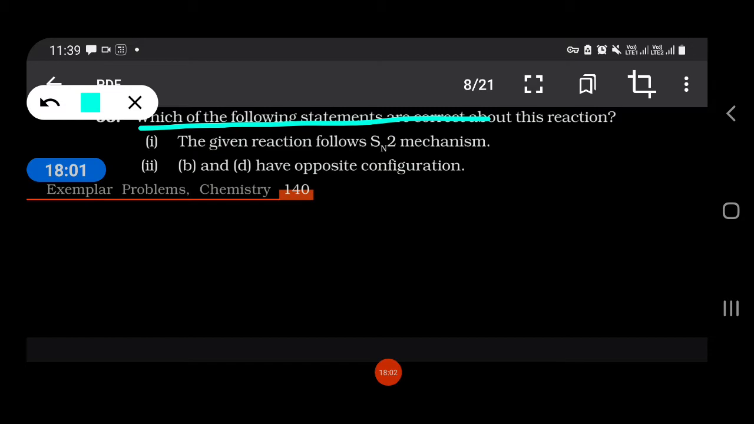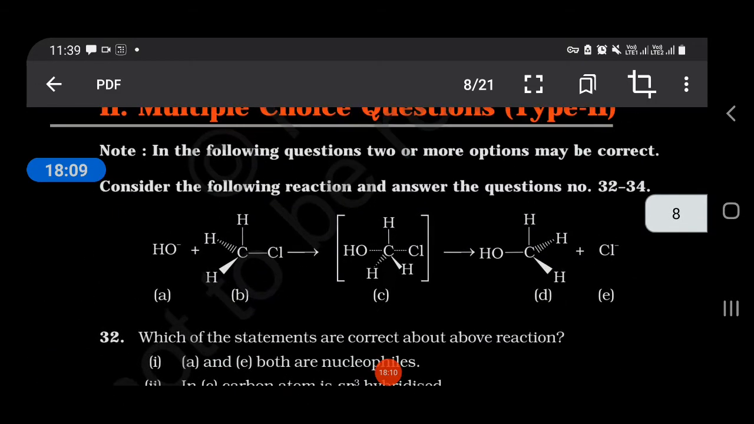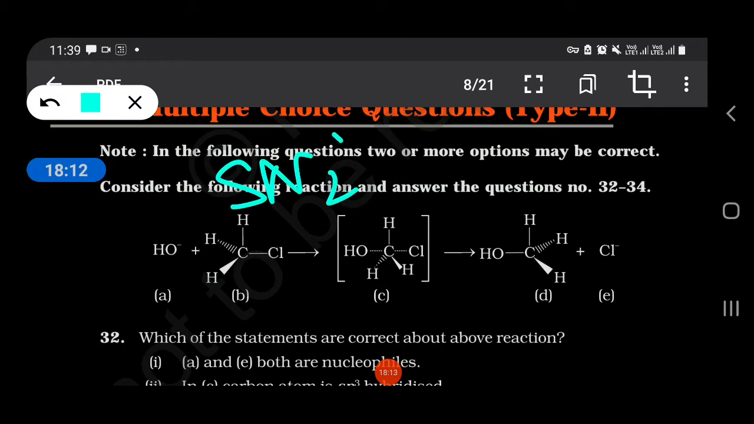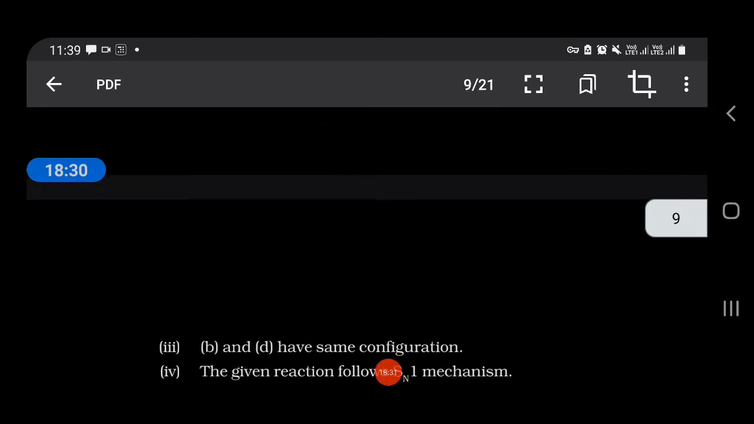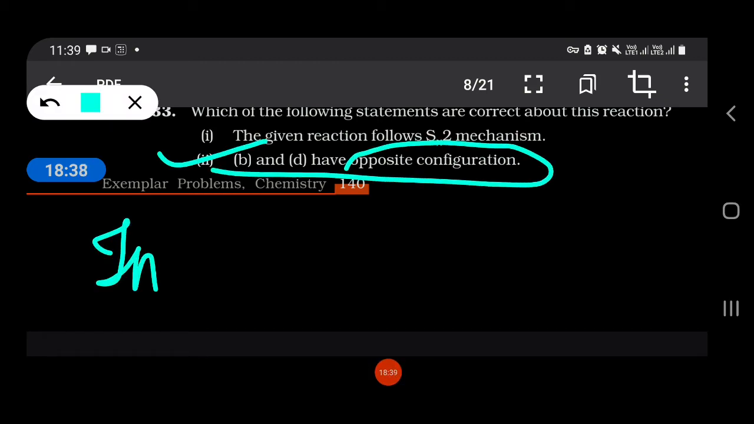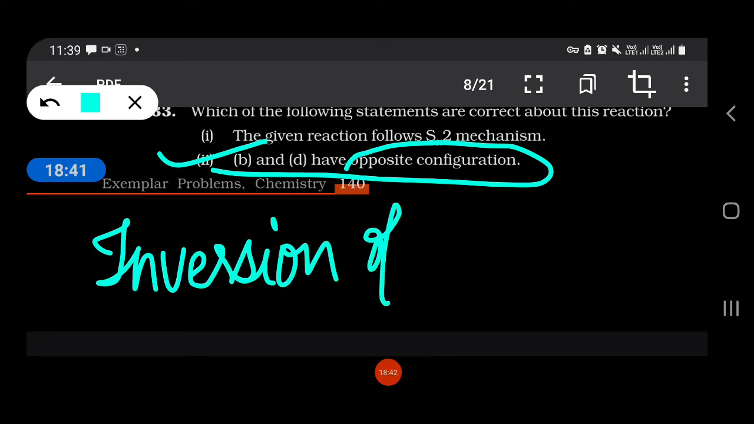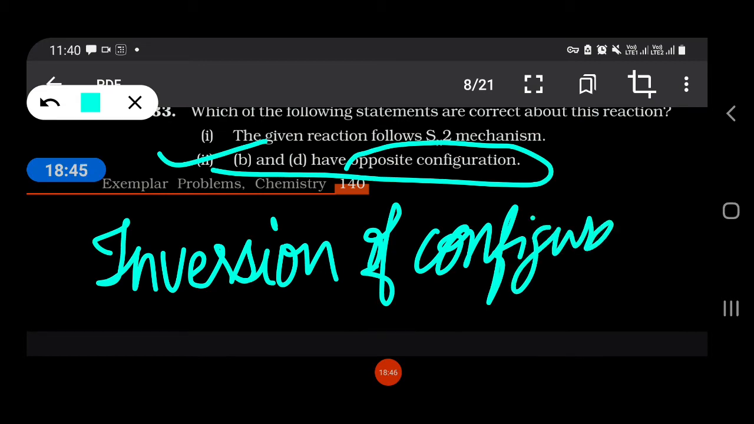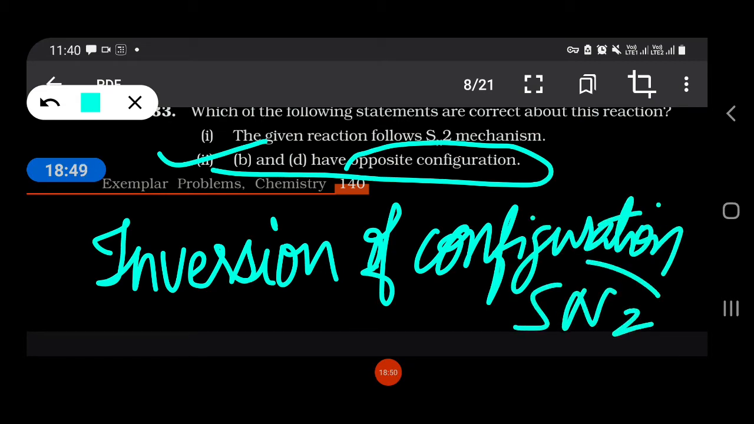Which of the following statements are correct about this reaction? The above reaction follows SN2 mechanism. SN2 mechanism is there, because you can say a single step reaction is there and a nucleophile is being attached, and a nucleophile also gets separated from its parent molecule. So A and B are in opposite configuration, that is inversion of configuration. Umbrella inversion, inversion of configuration in SN2 reactions.